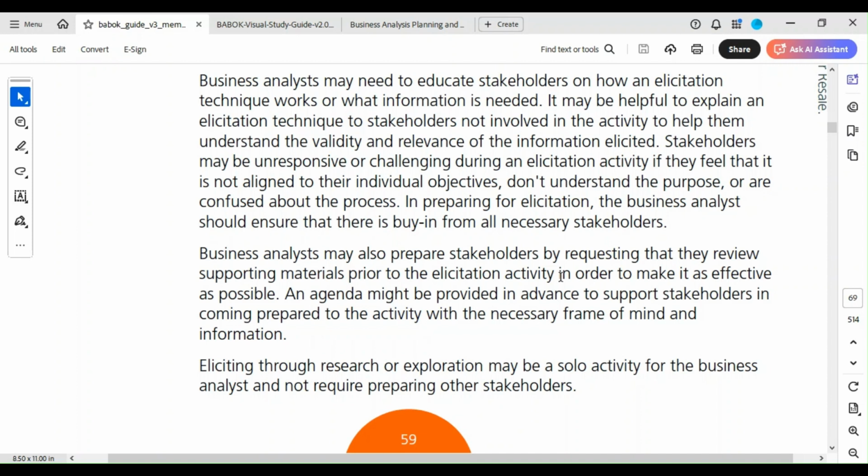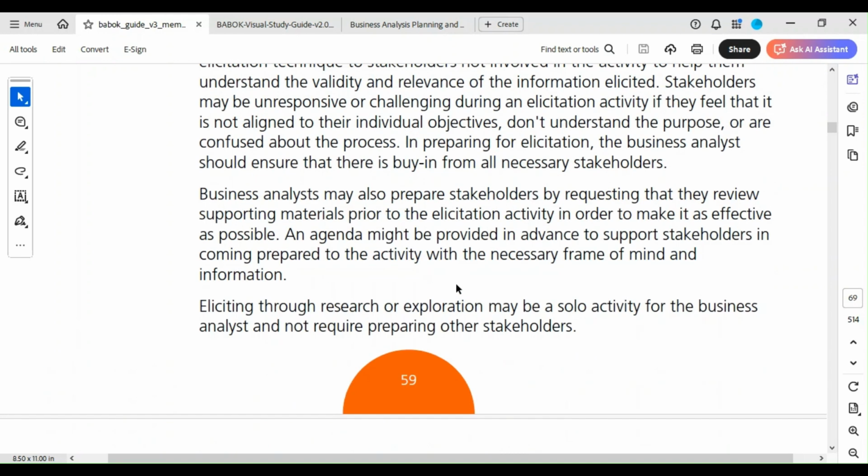In preparing for elicitation, the business analyst should ensure that there is buy-in from all necessary stakeholders. This is a must do. Because if you don't get their buy-in, they will not attend your elicitation meetings, and what happens? The project will go down the drain.